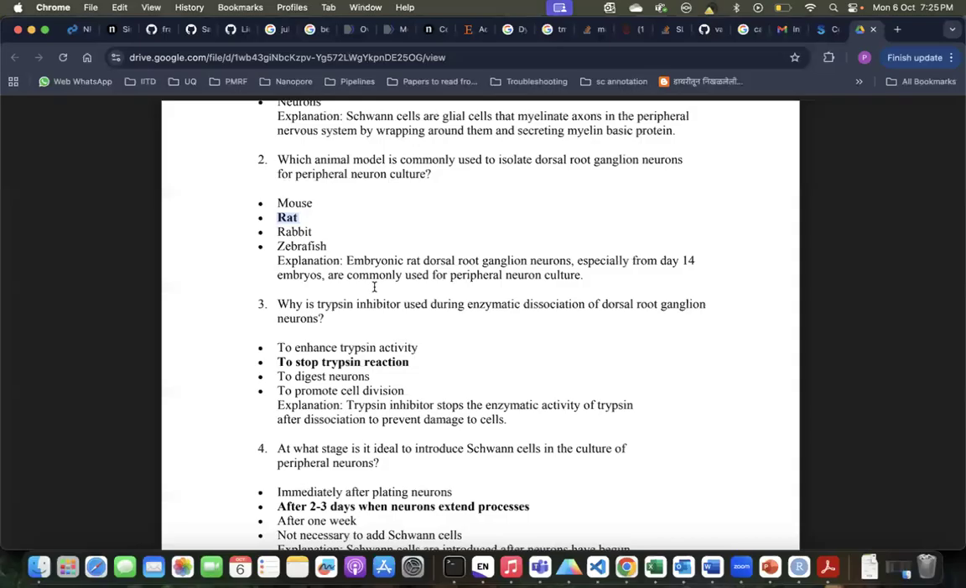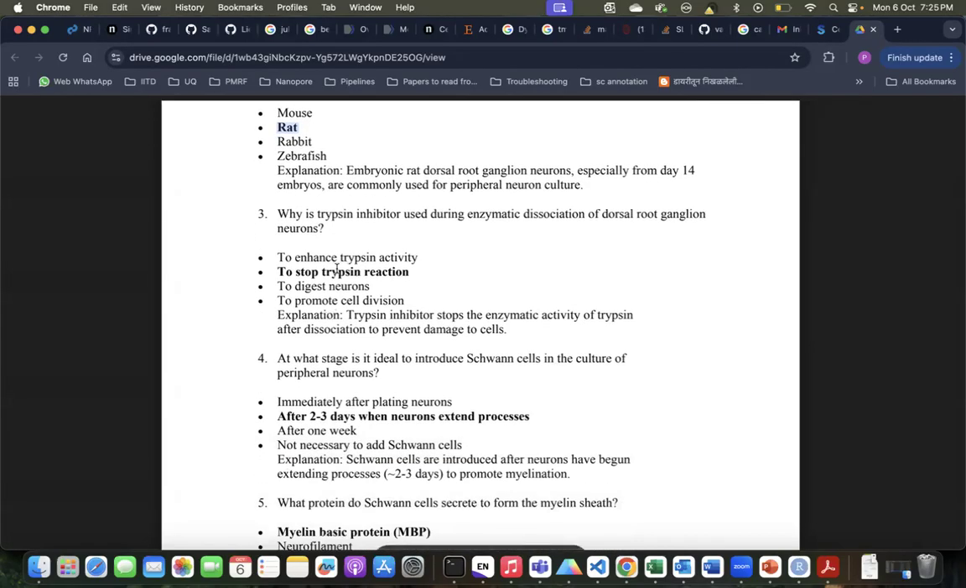So the cells and all will stay okay. The cells are happy at 4 degrees also. They'll just be quiet, but your enzyme will no longer work. So cold and high temperatures are both used in different cases. Anyway, the trypsin reaction has to be stopped so that there's no damage to cells.